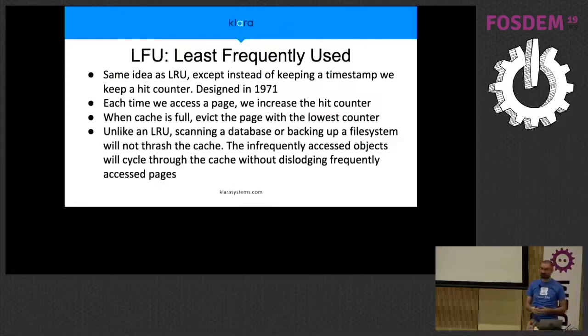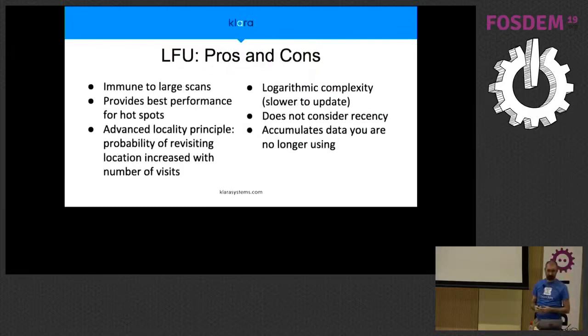Unlike an LRU cache, this cache is immune to the scanning problem. If you take a backup or read a whole database, because you've visited each of those blocks once, they're not going to move blocks that have been accessed many times out of your cache. So that gives it the advantage of being immune to large scans and providing very good performance if you're very frequently accessing the same data, because the advanced locality principle says the probability of visiting a location increases the more times we visit it. If we visited this location 1,000 times, it's more likely we'll visit the 1,001st time than visit some other location.